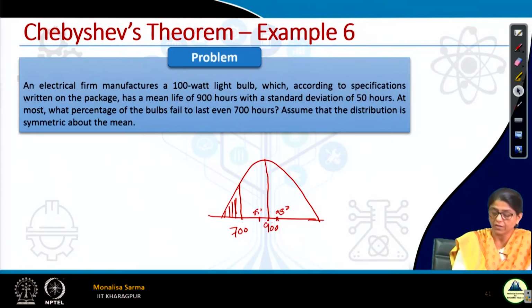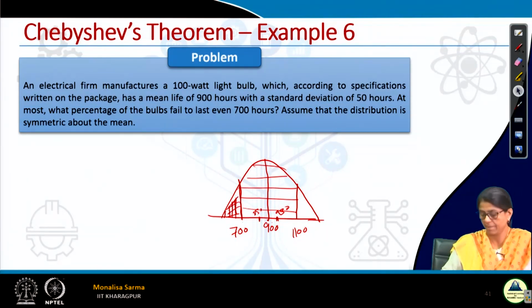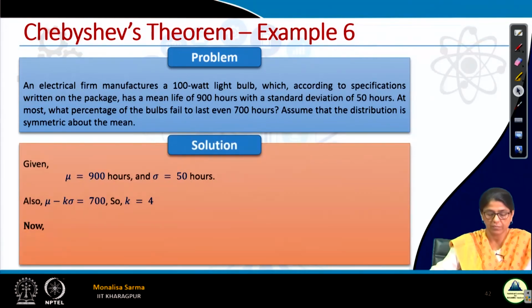So, what I will do is try to find the probability within a range from this 700. From 900 to 700, how many standard deviations? If sigma is 50, it is 4. So here it is 1100. What is the probability of finding in this range? I will find it using Chebyshev theorem, and then subtract it from 1, and I will get this area. So mu is 900, sigma is 50. mu minus k sigma is 700, so definitely k is equal to 4. We can say that even without solving, because sigma is 50, it is easier to tell.